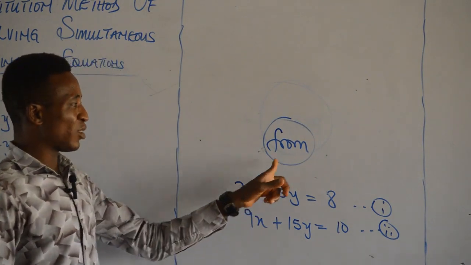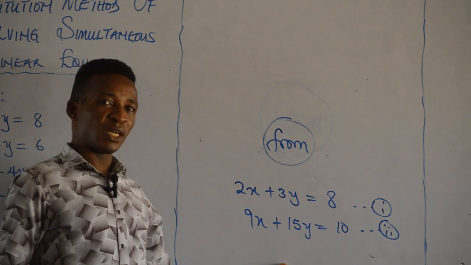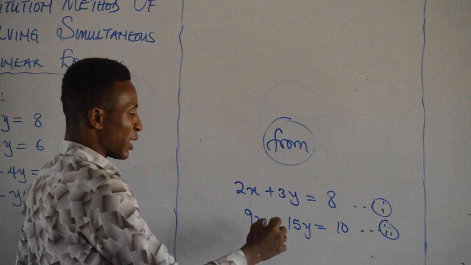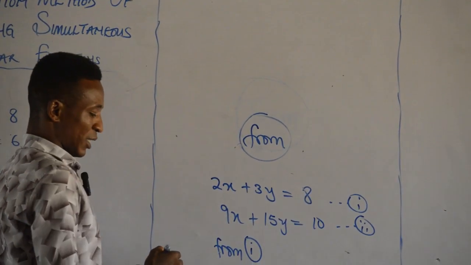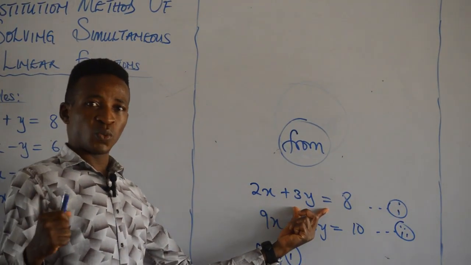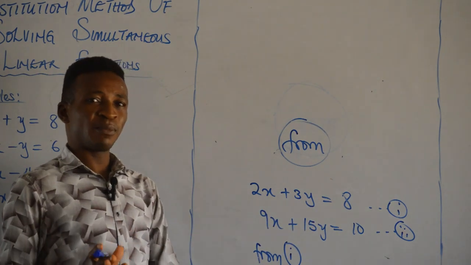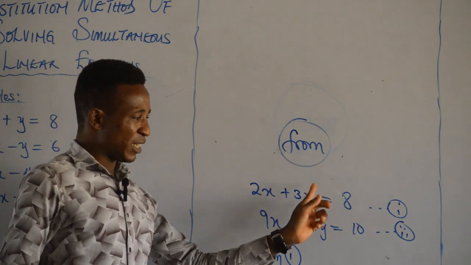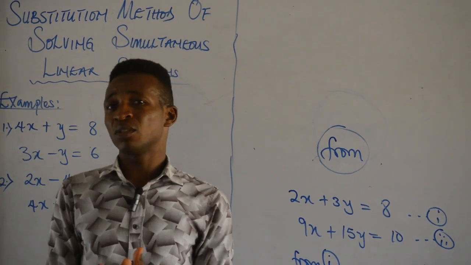Now when you want to apply this word in relation to equation 1 and equation 2, if you say "from equation 1", that means you are making reference to equation 1. So when you say "from 1", what you are telling that person is that I want you to go back to equation 1. Equation 1 will be the origin. That means that's the focus at that particular point in time. So if you're able to remember this "from", then there's no question in simultaneous equations that you cannot solve using this method.